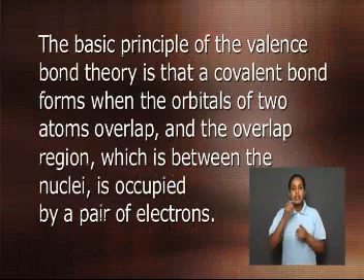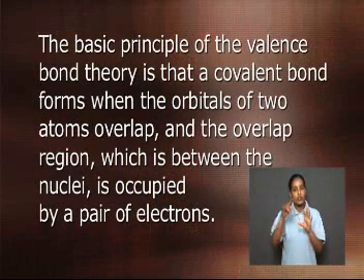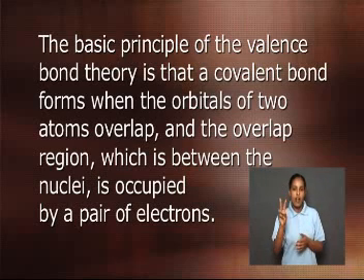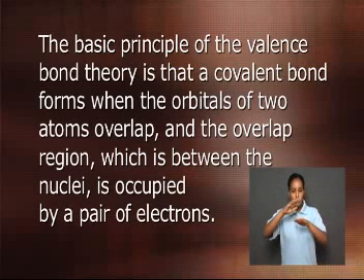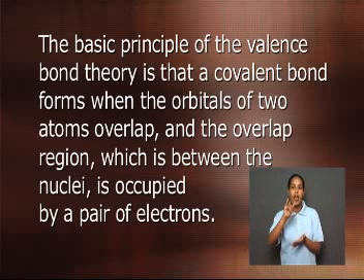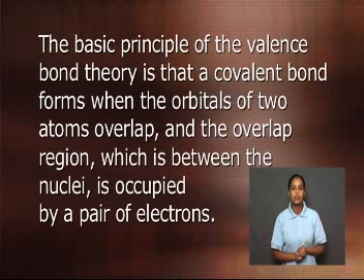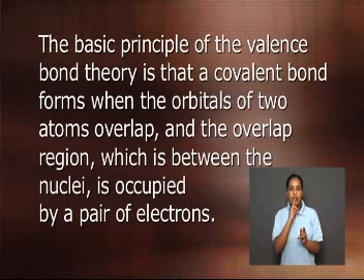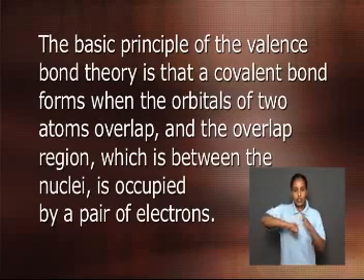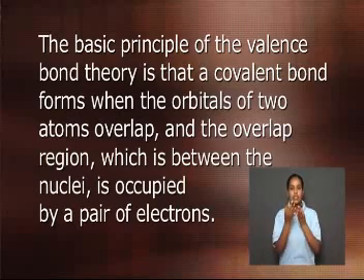The basic principle of the valence bond theory is that a covalent bond forms when the orbitals of two atoms overlap and the overlap region, which is between the nuclei, is occupied by a pair of electrons. The valence bonding method is used in conjunction with the valence shell electron pair repulsion method to describe the shape of molecules. If that was your answer, then you are correct.